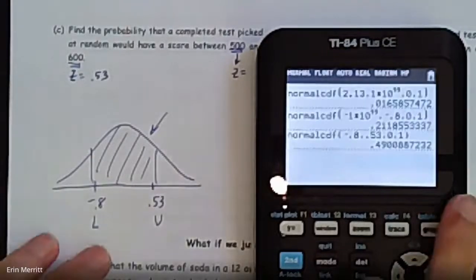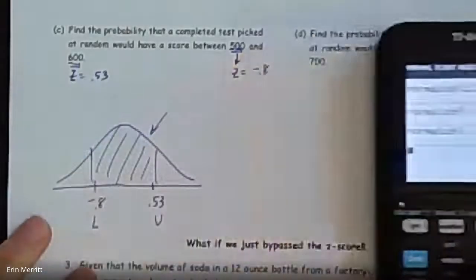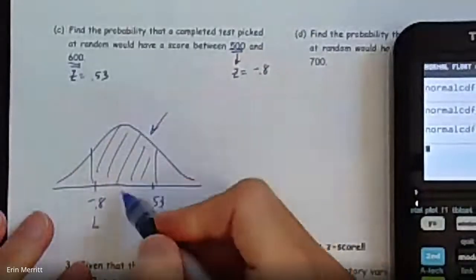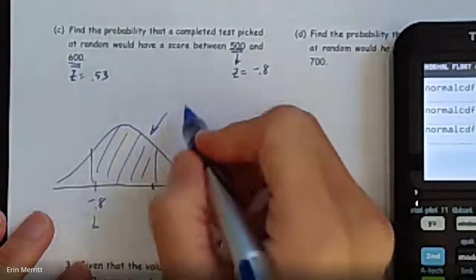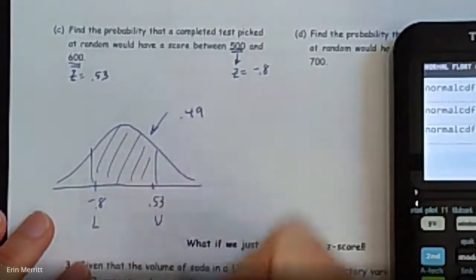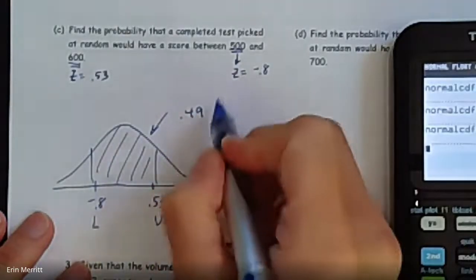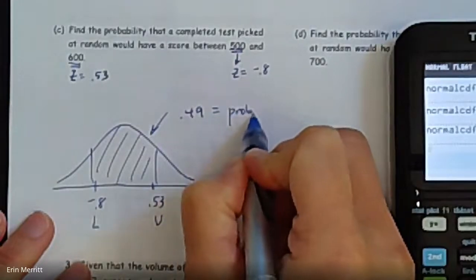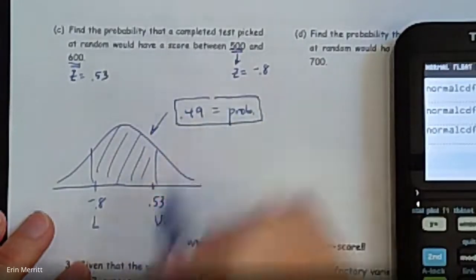And you can see that the probability comes out to be about 0.49. So almost 50% of everybody should be in between those two scores. But since it says find the probability, I'm going to leave it as 0.49 because probabilities we want to keep as a value between 0 and 1.